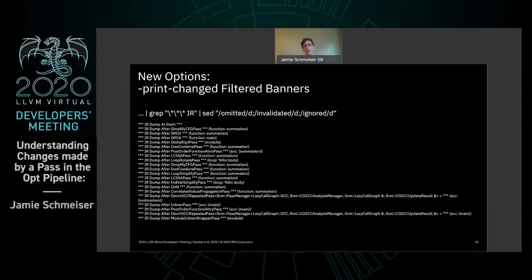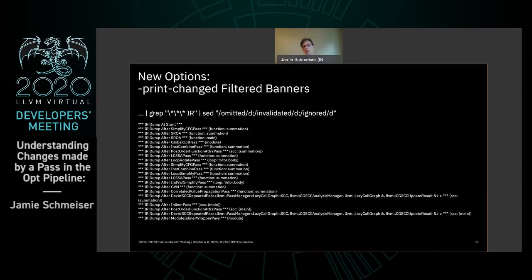Here we see part of a command that finds the banners indicating passes that change the IR. The part shown is a Unix pipe that finds the banners and then uses a stream editor to remove uninteresting banners. The output is shown below on the screen. Examining the banners shows which passes changed the IR, what portion of IR they were acting on, and the order that the passes made changes.